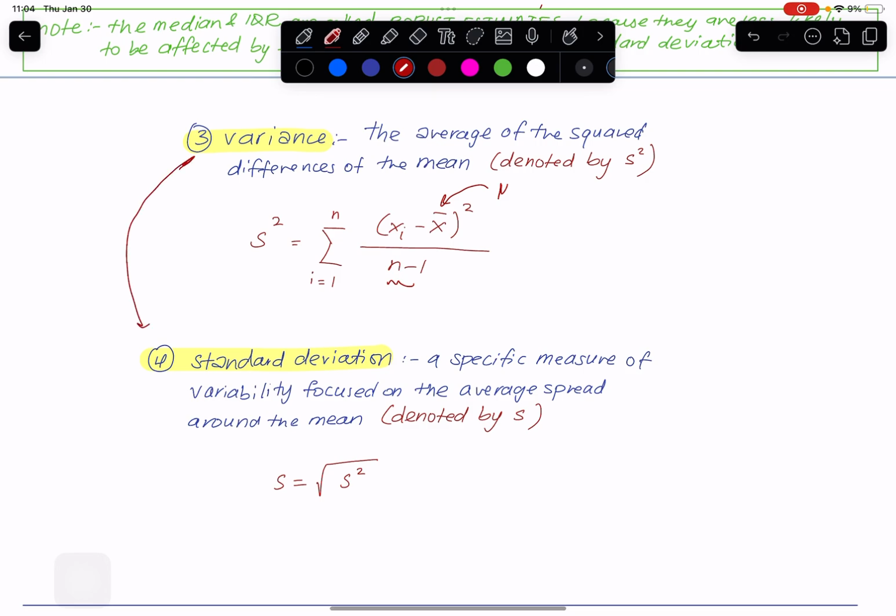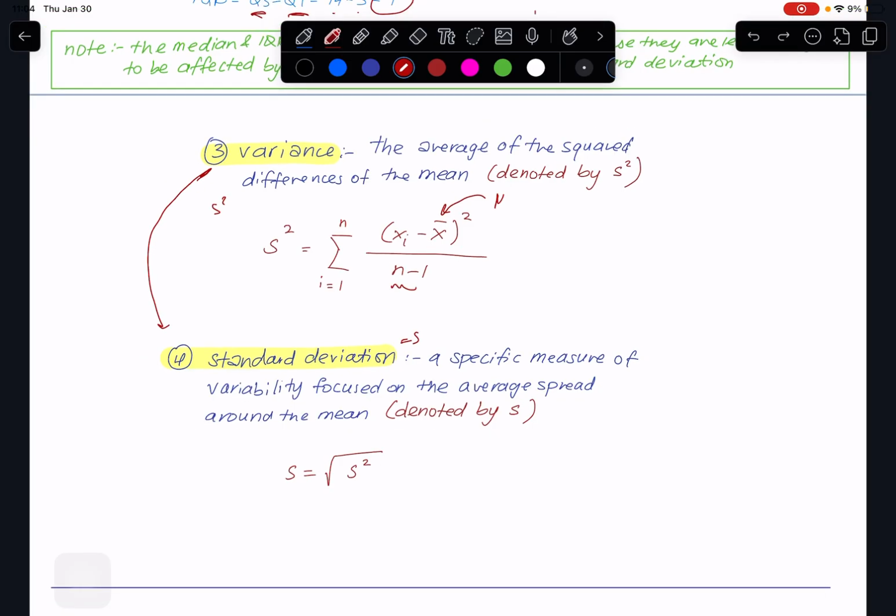Okay. So what you do is, we said standard deviation is basically S, and this is S squared. How do you go from S squared to S? You just square root the S squared, which is S itself. So the square root of the variance is the standard deviation.